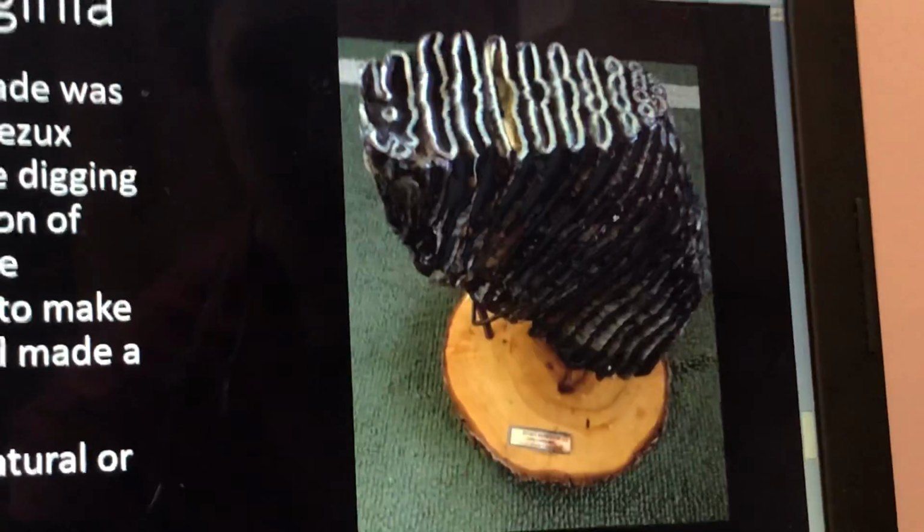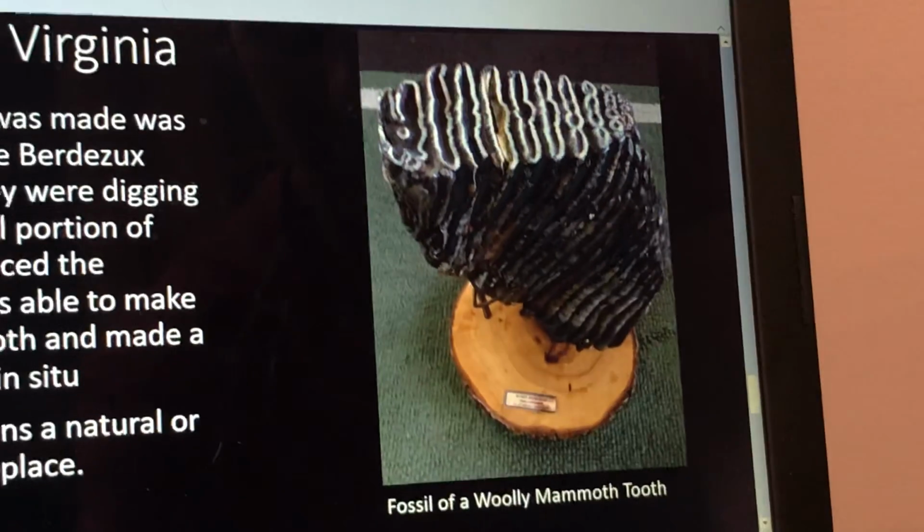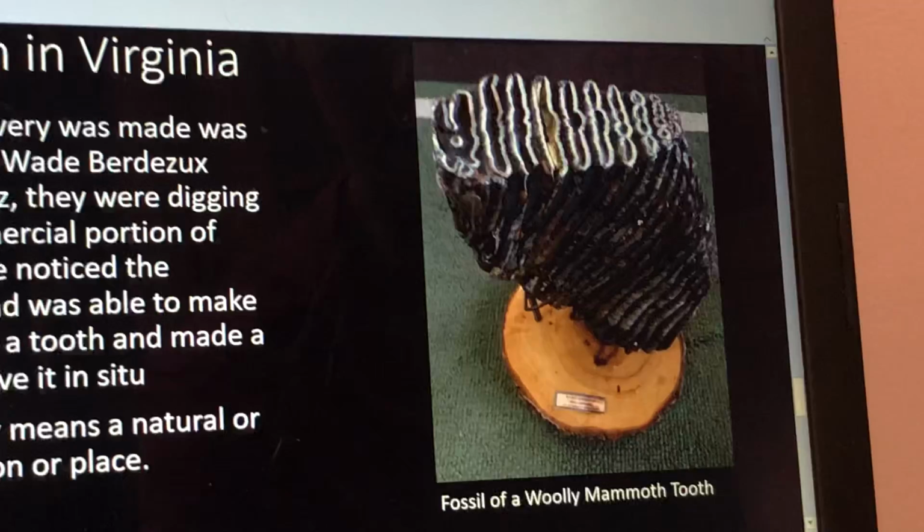Here's a picture of a fossilized mammoth tooth unearthed. Pretty big, pretty impressive.